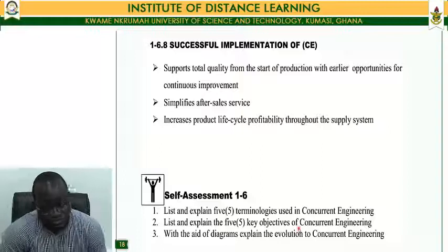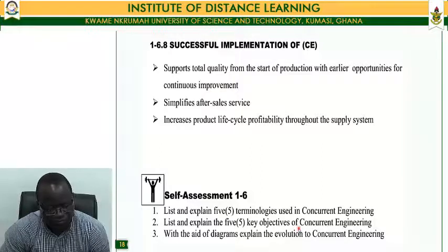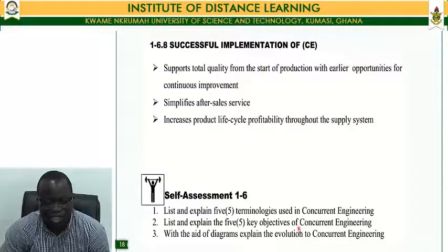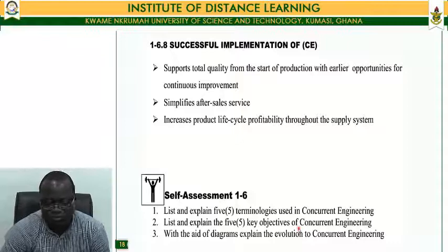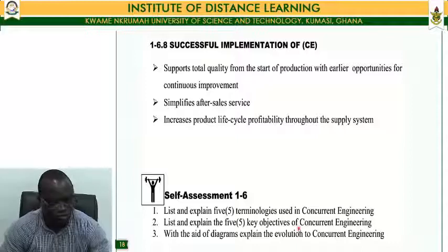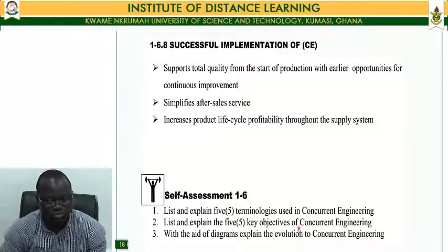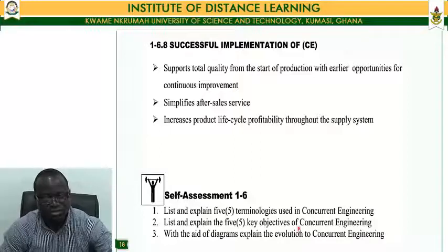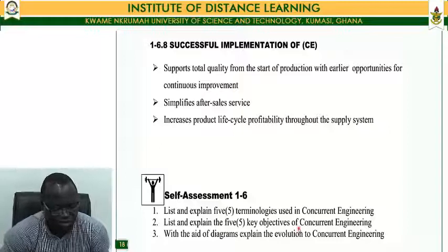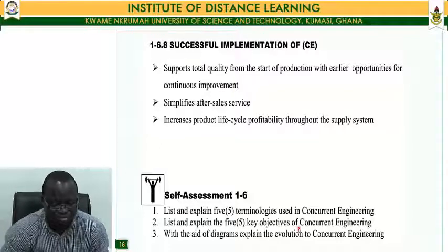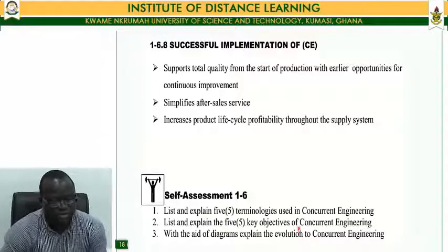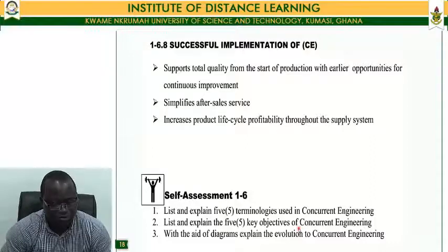Now, successful implementation of concurrent engineering will come from the fact that it supports total quality from the start of production, with earlier opportunities for continuous improvement. It also simplifies after-sales service and increases product life cycle profitability throughout the supply system. So that is concurrent engineering.